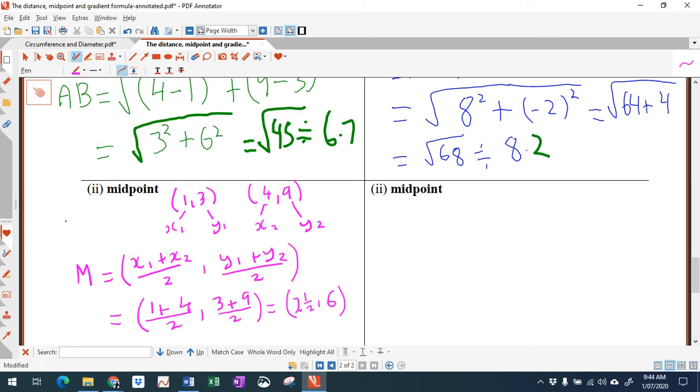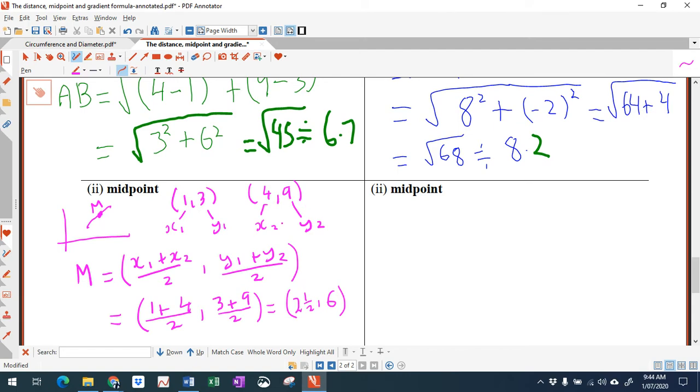(2.5, 6). So if you do a rough sketch of that diagram, (1, 3) would be about here, (4, 9) would be up here somewhere. So you've got an interval joining those 2 points, and you have found the coordinates of the middle of that interval. So that's point M, okay, the middle of the line.